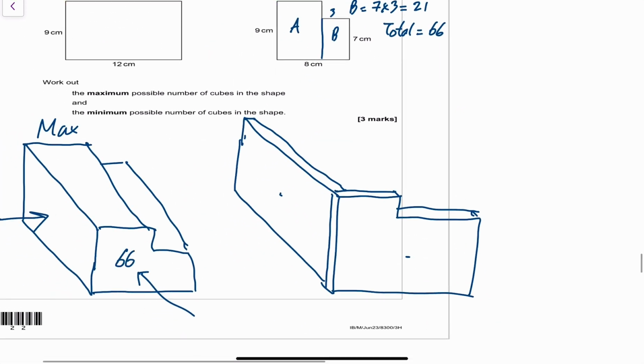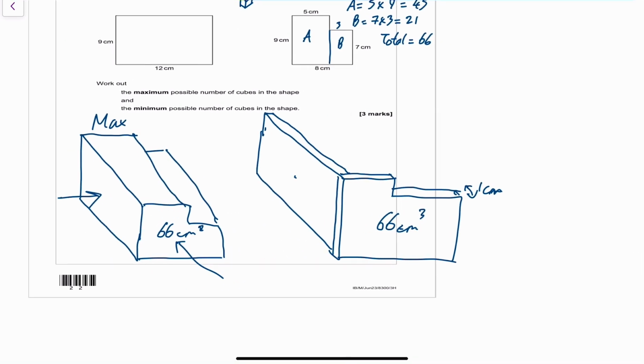So here, this area is 66 centimetres squared, sorry. And this one here is a volume. This is 66 centimetres cubed because the flat area is 66 and it's 1 centimetre deep. Okay, so basically there are 66 cubic centimetres in that face. Okay, for the maximum one, you've also got to multiply it by the length. The length of this thing would have been 12.